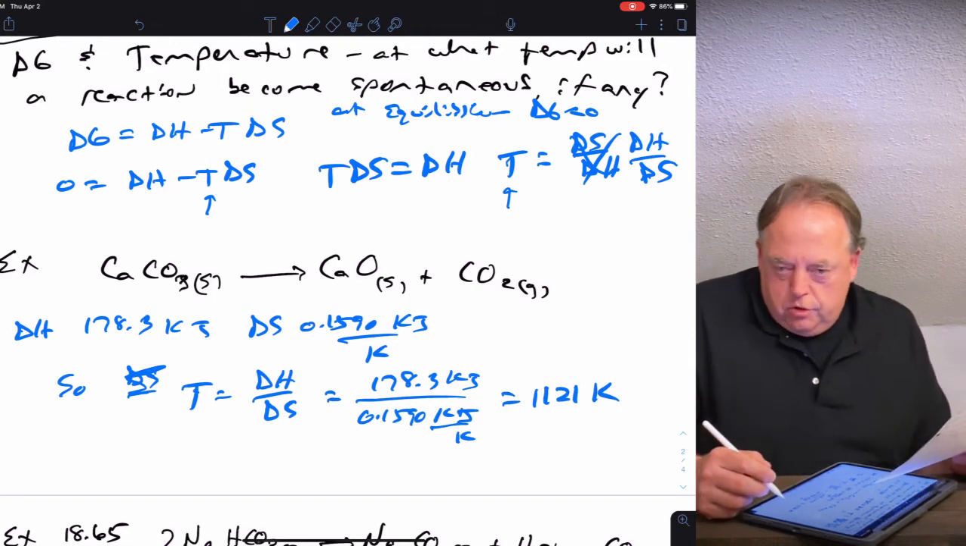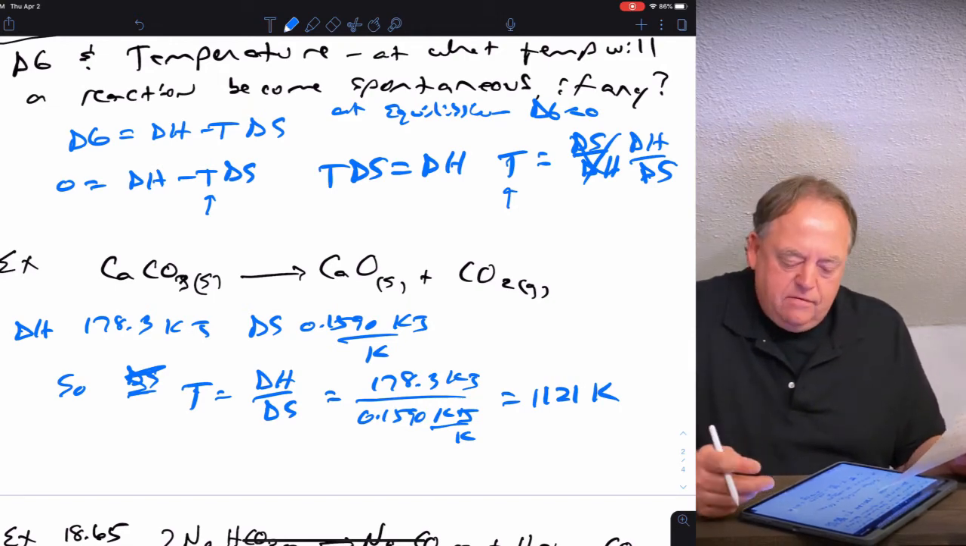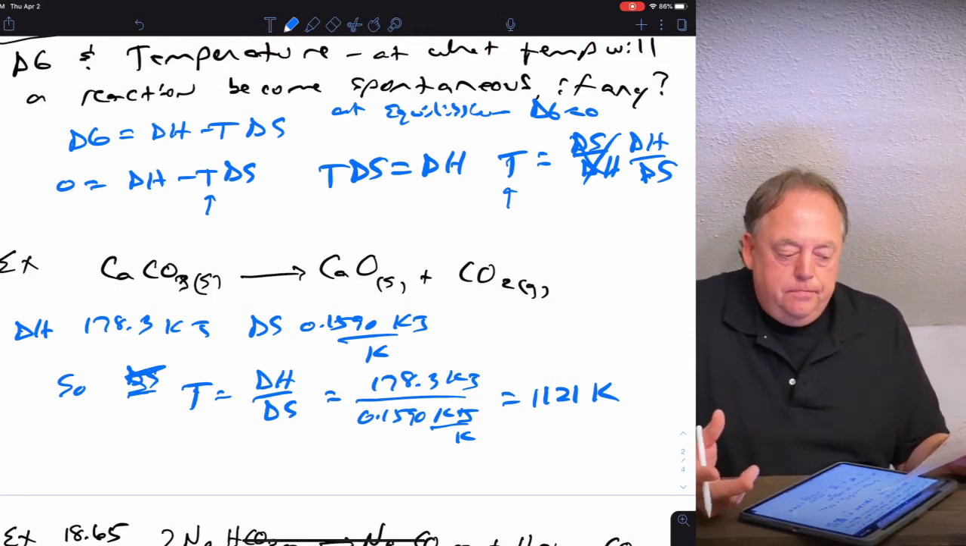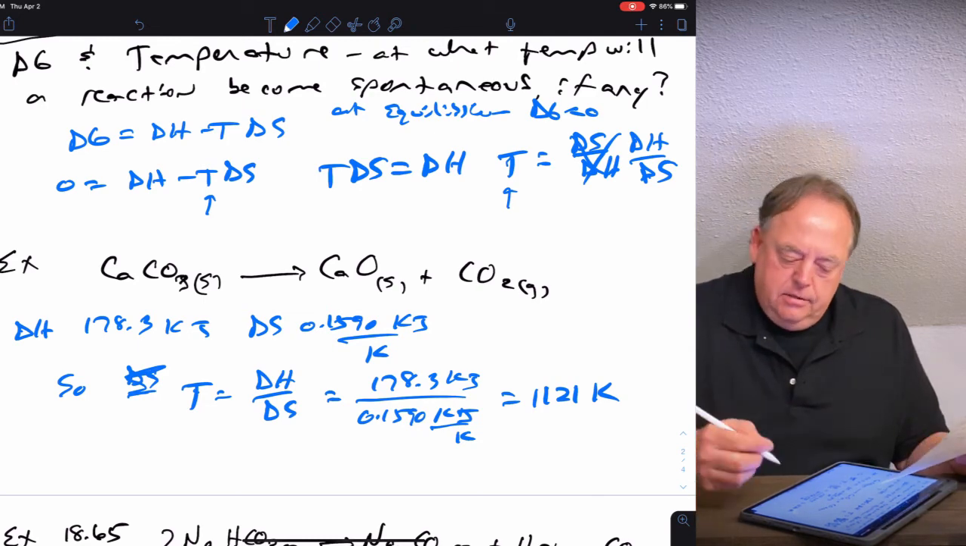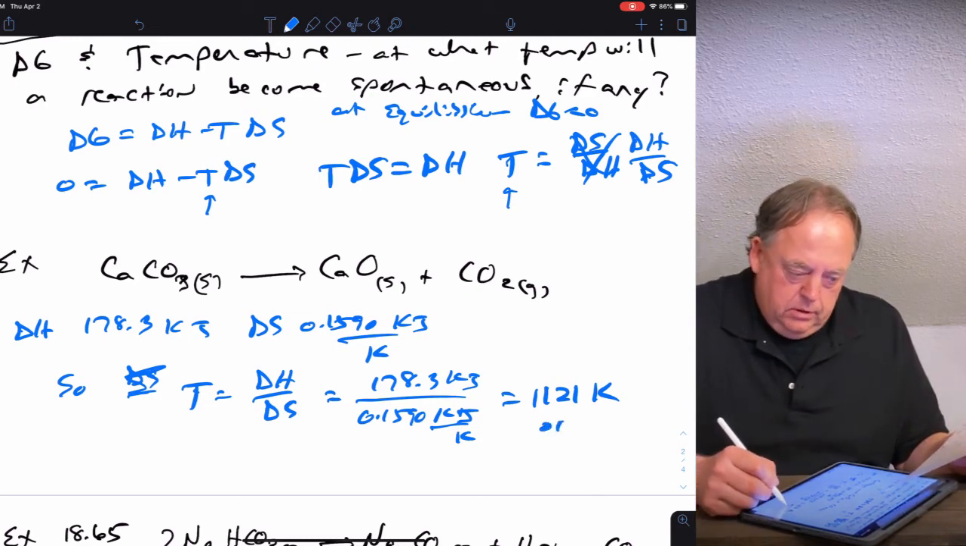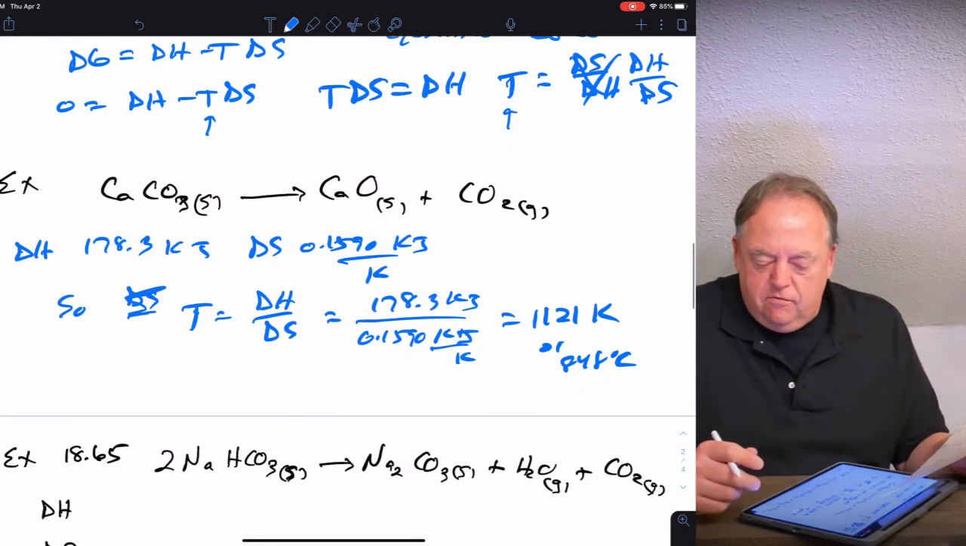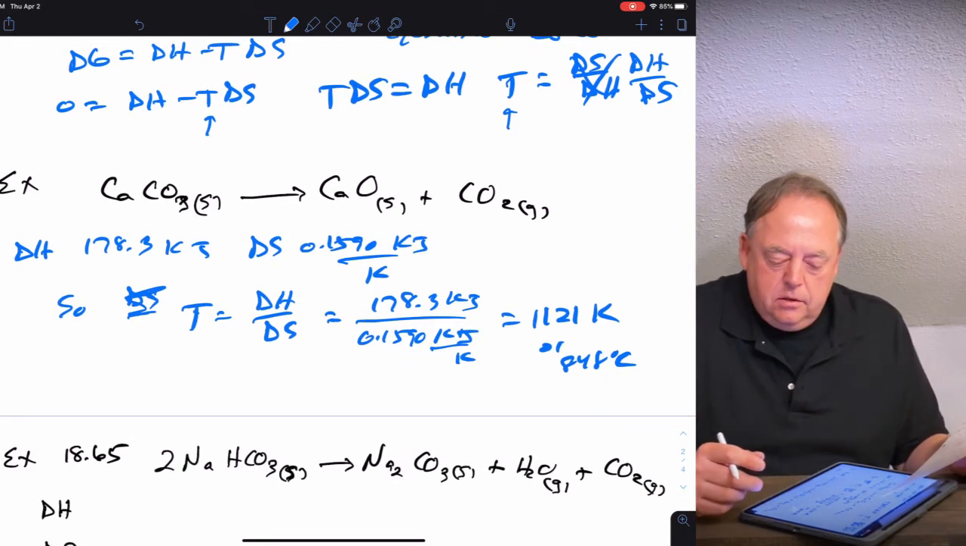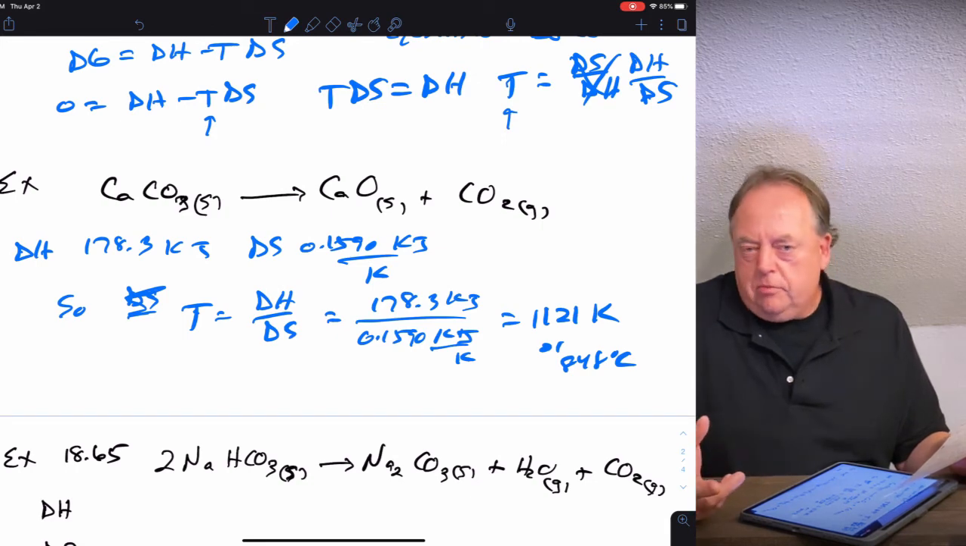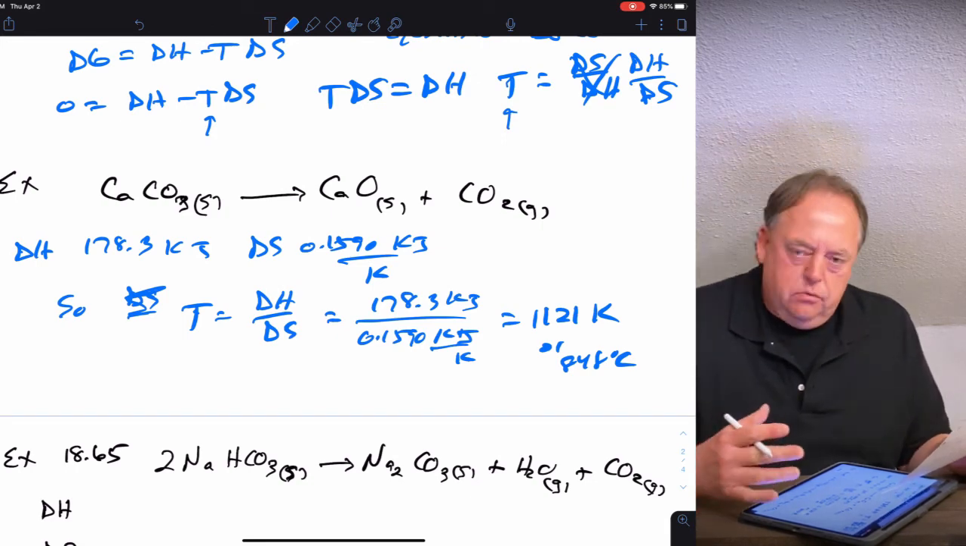Okay, so we just plug in our values, 178.3 kilojoules over 0.1590 kilojoules per Kelvin. So at 1121 Kelvin, you're at equilibrium. That's 848 degrees Celsius. So any temperature above 1121 Kelvin, the reaction would become spontaneous at that point because delta G would become negative.